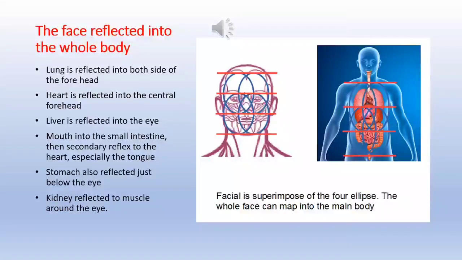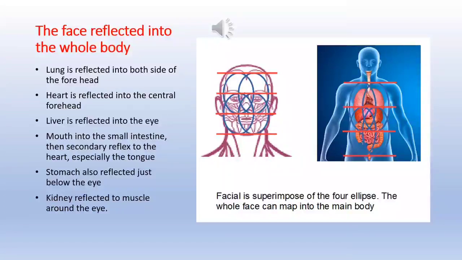So the lung is reflected into both sides of the forehead. Some people sometimes have a headache at the side of the forehead, then you suspect it is a lung problem. The lung also goes slightly into the eyes. So when there is water congestion in the lung, the water going down to the lower part of the lung is reflected on the eye. So teary eyes also mean there is water congestion inside the lung, because the lower part of the lung actually goes into the eye.